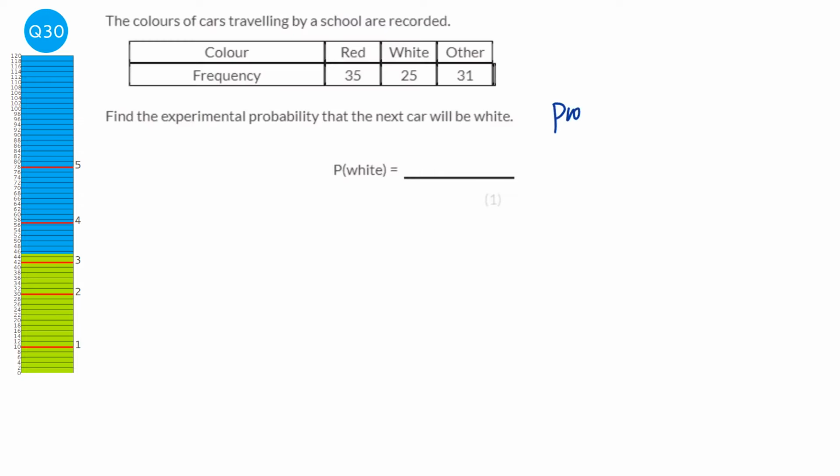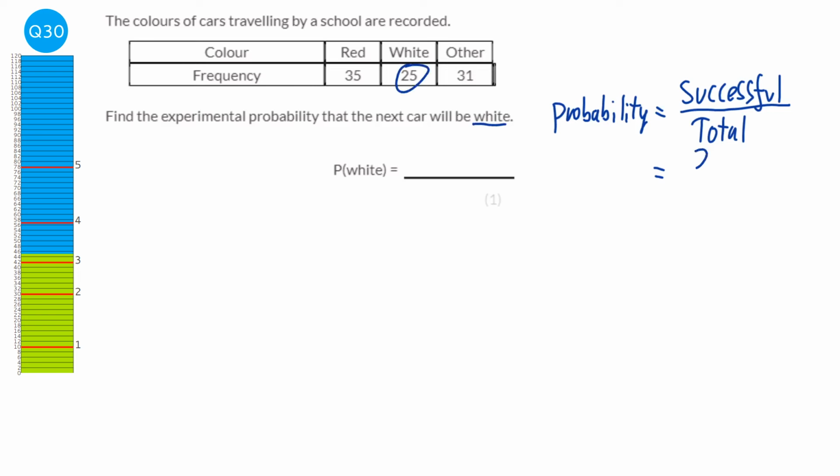The experimental probability is the successful outcomes divided by the total number of outcomes. So we're looking for the probability that it's white, so it's going to be 25 over, and we're just going to do 35 plus 25 plus 31, which is 91, and that's our probability, 25 over 91. Be careful when it says total, you must include all of the outcomes, so red, white and other.